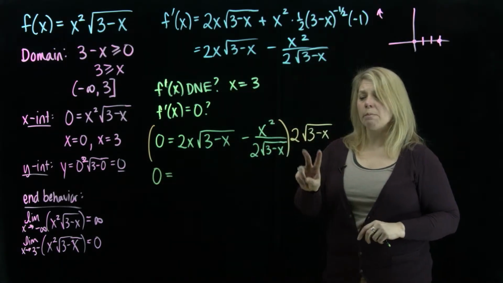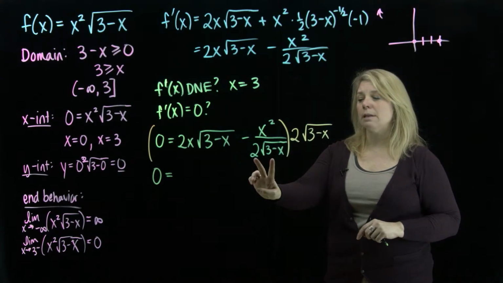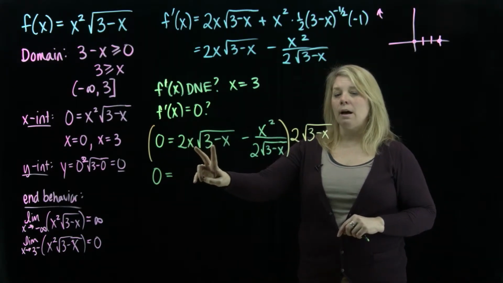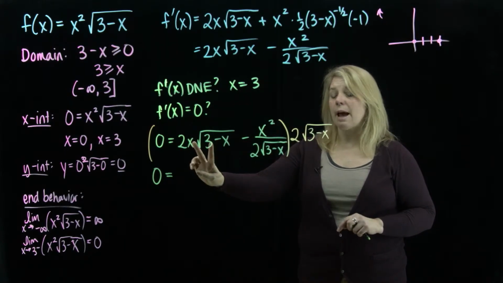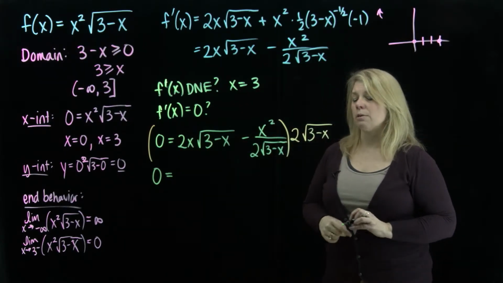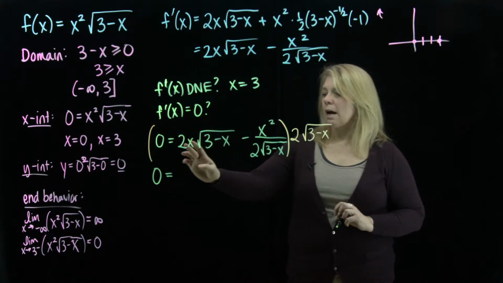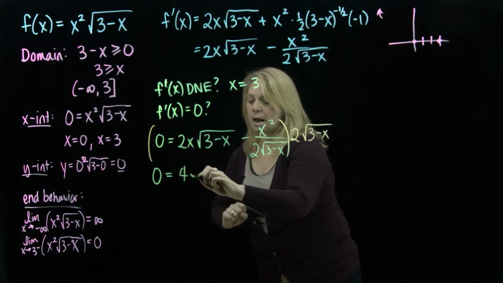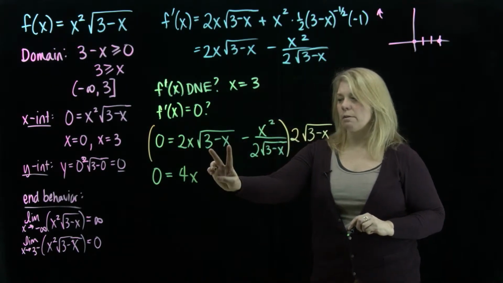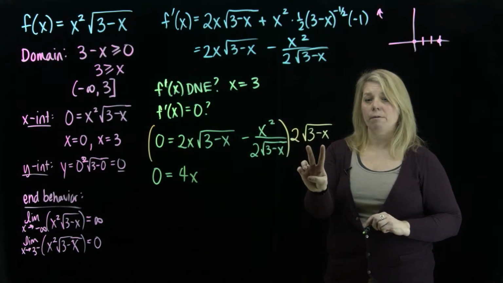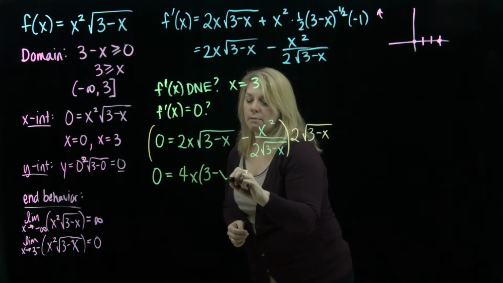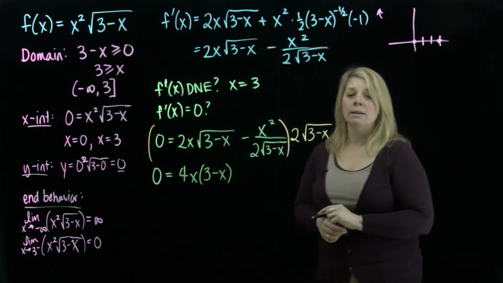And then remember, my goal here was to clear the denominator. But I do get some nice simplification when I multiply this term that doesn't have a denominator by this 2 times square root of 3 minus x. The 2 times 2 will give me a 4. And then I have this x that's already there. And then I have the square root of 3 minus x times another square root of 3 minus x, which nicely simplifies. And we just get 3 minus x.